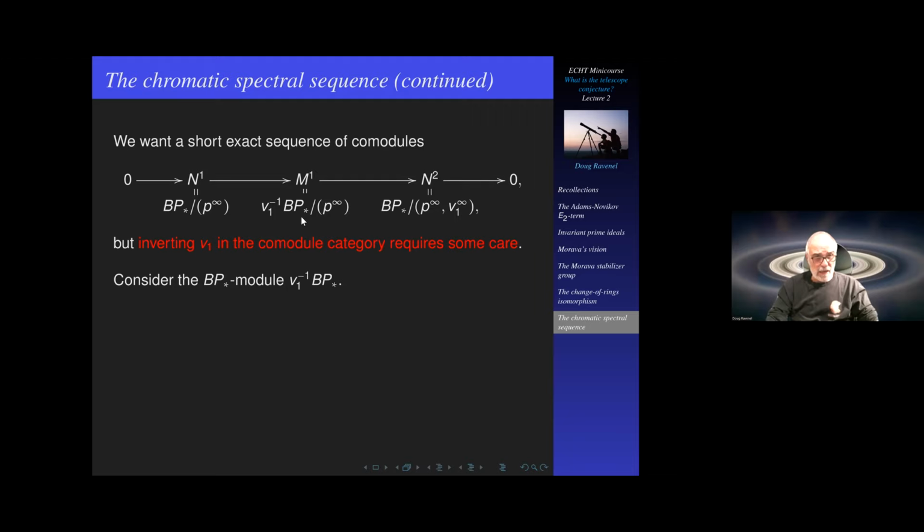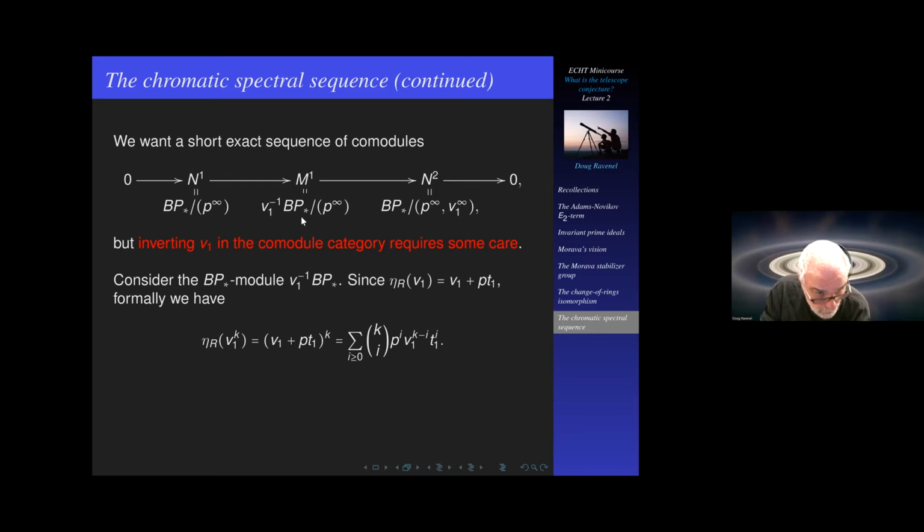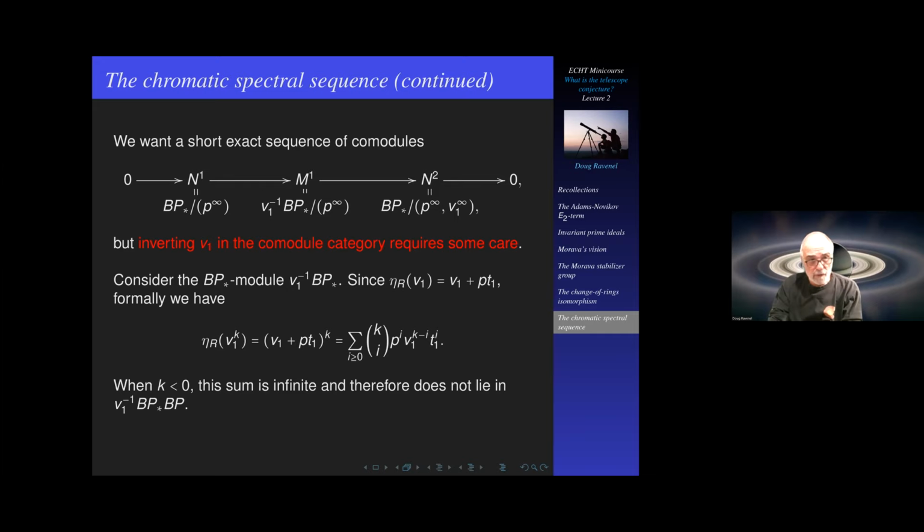That's the question. Now, the right unit on v1 is v1 plus p t1. So that means we could formally define the right unit on v1 to the k to be the kth power of v1 plus p t1. And the binomial theorem tells us that that's this sum that you see here. Now, the tricky thing is if k happens to be negative, then this sum is infinite. This is an infinite sum, not a finite sum, which means it does not actually lie in v1 inverse of BP star BP, because BP star BP only contains finite sums of this sort. It does not contain infinite sums.